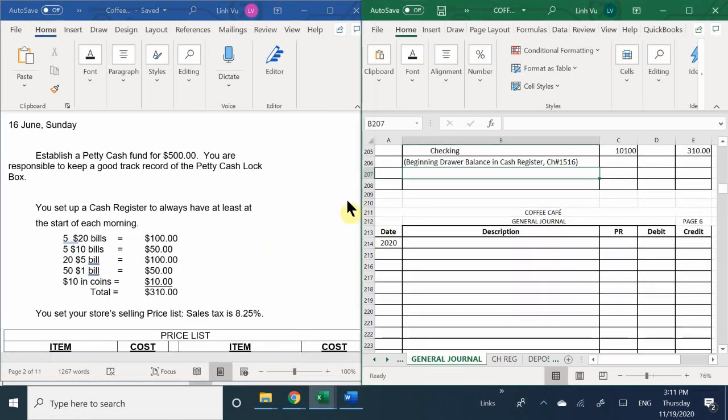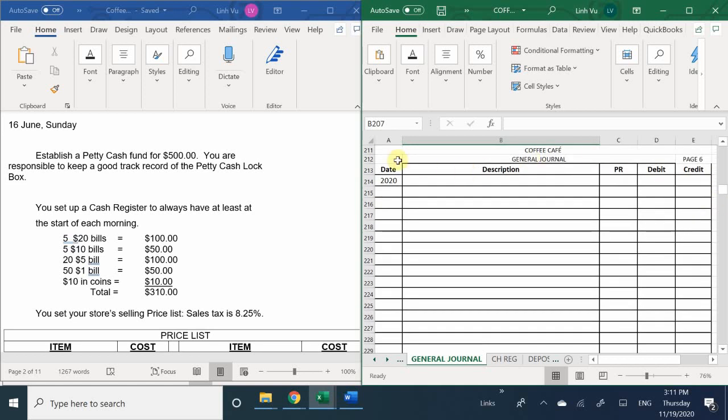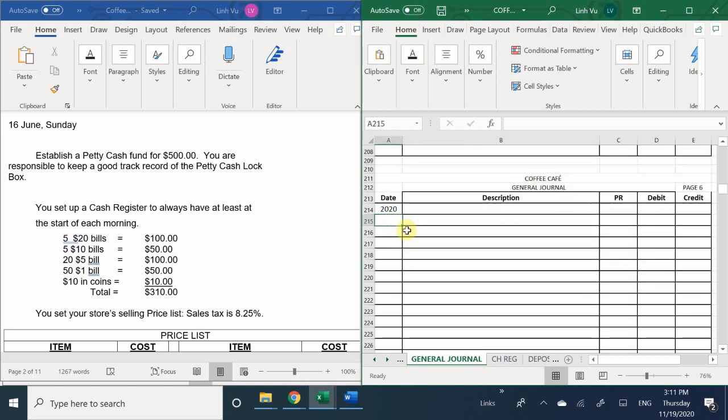Okay, so now we're completely done with general journal number 5. Now we're going to start moving on to our new journal, general journal number 6. What happened next?